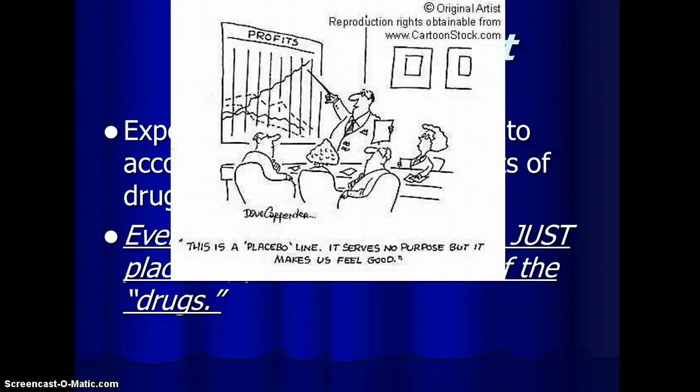This is a cartoon that I found, and it shows where I got the cartoon. Basically, this is just a joke saying that this is a placebo line. It serves no purpose, but it makes us feel good. When in actuality, placebos do serve a purpose. They are a control in the experiment.